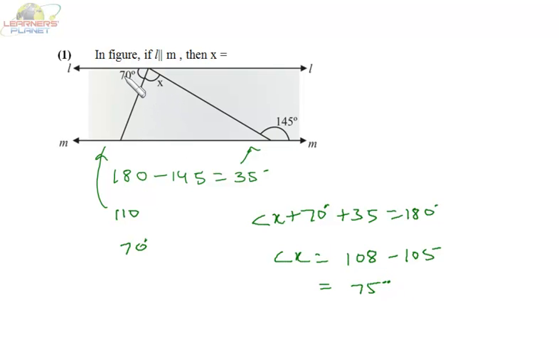Since this angle is 70 degree, we can see a shape of Z, so this angle will also be of 70 degree. Alternatively, we can say, since both of them are alternate interior angles. So we calculated this angle by the property of linear pair. And then we applied the property of triangle, that the sum of the three angles of a triangle is 180 degree. Clear?